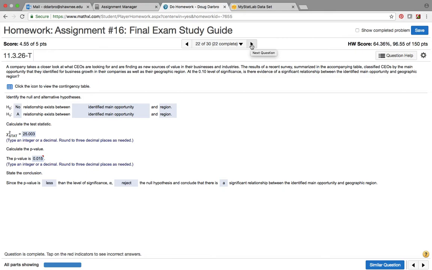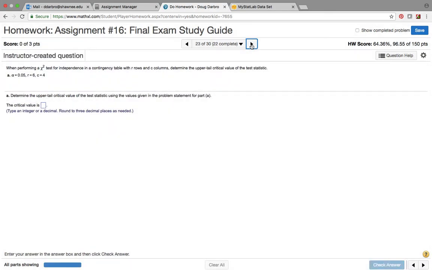All right, next question, number 23. When performing a chi-square test of independence, for a contingency table with R rows and C columns, determine the upper tail critical value of the test statistic. All right, gang, let me write this down so I don't have to go back and forth.